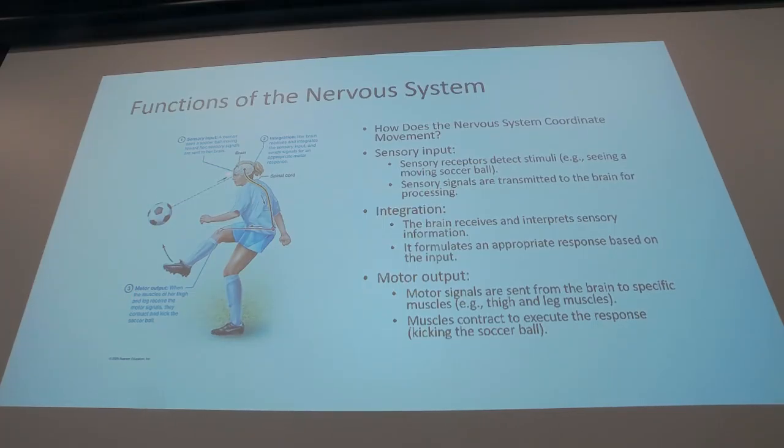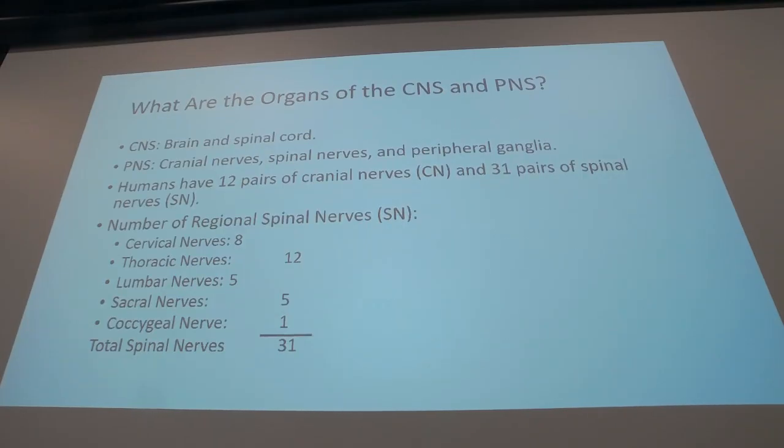So you have sensory input here that goes to sensory receptors that detect the stimuli, and then you send that signal into a particular area of the brain to process that information, and then you make sense of that information, that's integration, and then you have a motor output. And then you perform that response. Okay, so that's the general function.